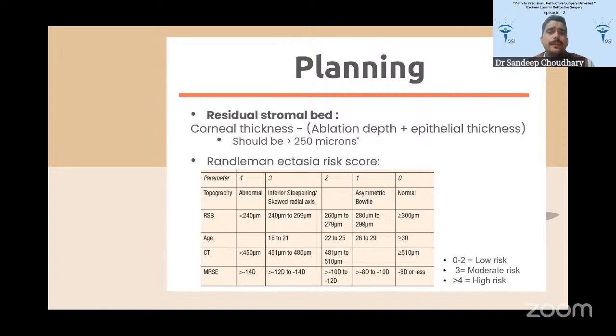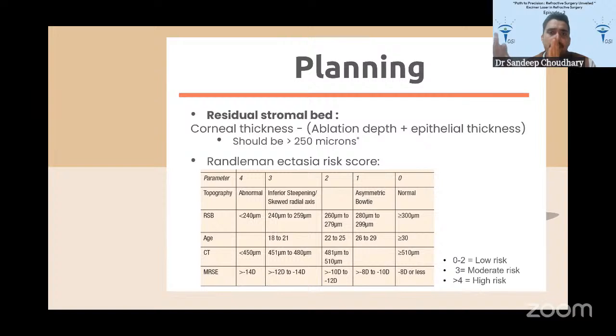There are a variety of ectasia risk scores which have been given in the literature, the Randleman ectasia score being, I think, one of the oldest ones. This also gives us a rough idea of how much risk of ectasia there is with any particular patient based on 5 parameters, which include topography, the residual stromal bed thickness, age, corneal thickness, and the mean refractive spherical equivalent.